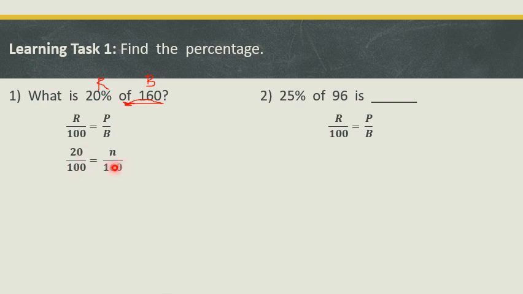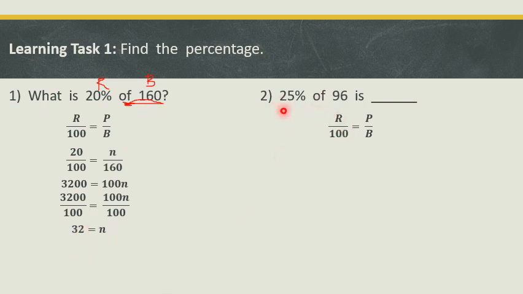Then, we have to cross multiply. 20 times 160 is 3,200. 100 times N is 100N. After cross multiply, divide natin kung ano yung katabi ng N. Ang katabi ng N is 100, so we will divide both sides by 100. 100 divided by 100 is 1, matitira yung N. And 3,200 divided by 100 is 32. So, ibig sabihin, ang 20% of 160 is 32.